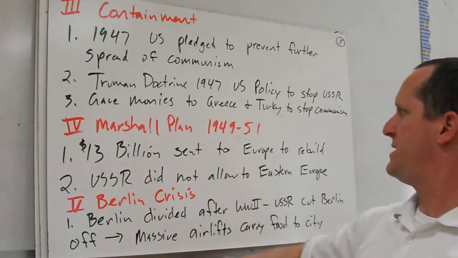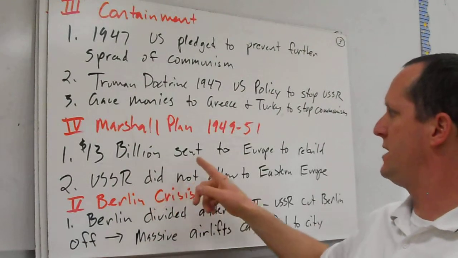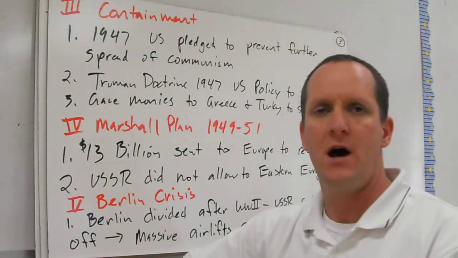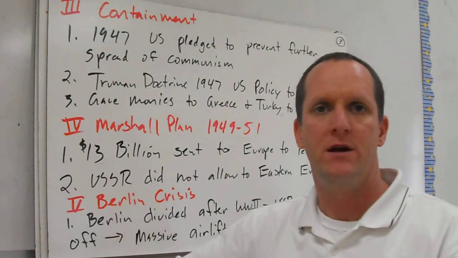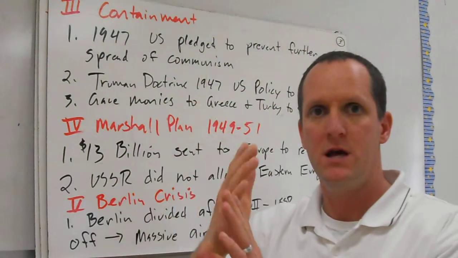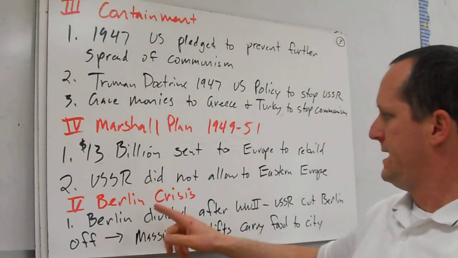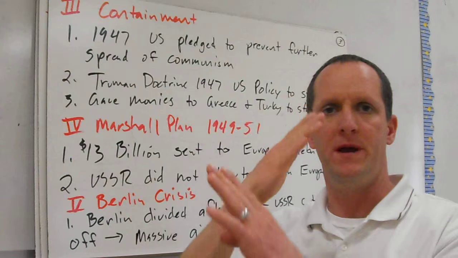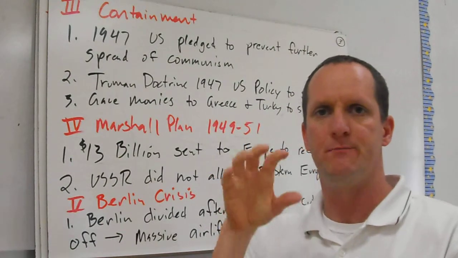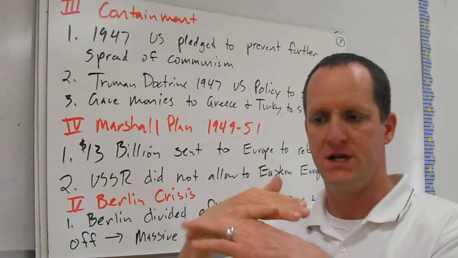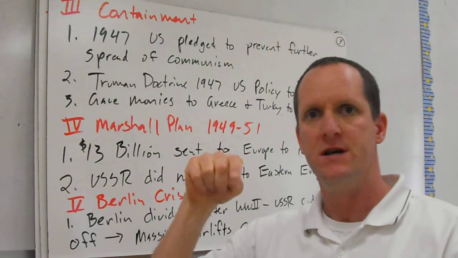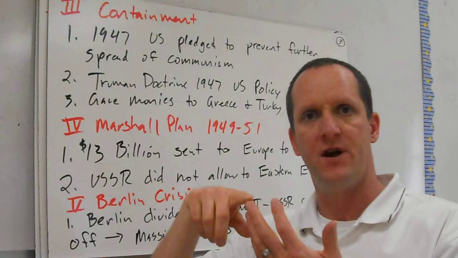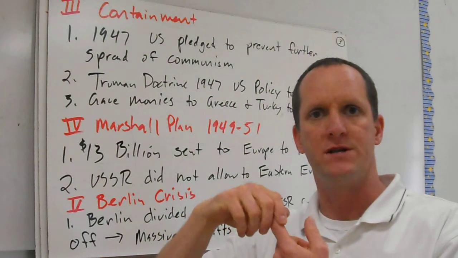Now the Marshall Plan, 1948 to 51, $13 billion sent to Europe to rebuild. The USSR did not allow any of that money into the eastern side of that Iron Curtain. Now the Berlin crisis: in addition to all of Germany being divided up into 4 different sections, Berlin itself, the city, was cut like a pie into 4 different sections. The 4 sections were controlled by, once again, the United States, France, Great Britain, and the USSR.